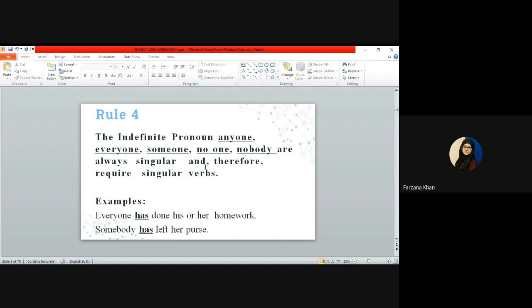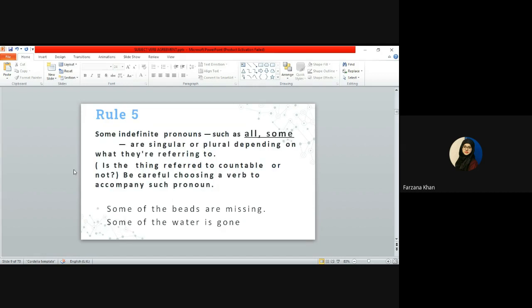So keep it in your mind that indefinite pronouns, which are anyone, everyone, someone, no one, and nobody, these indefinite pronouns are considered singular subjects and they always require a singular verb. But related to this, there is another rule which is also about the indefinite pronouns. So, the indefinite pronouns such as all and some are singular or plural depending on what they are referring to.